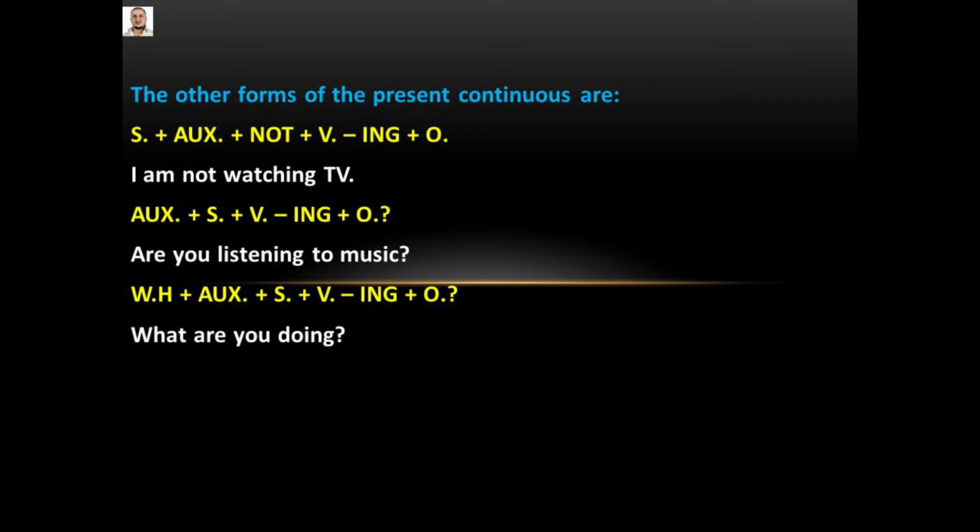The other forms of the present continuous are: subject, auxiliary, not, verb, ing form, object. This is the negative form. For example, I'm not watching TV. We also have the yes/no questions: auxiliary, subject, verb, ing form, object. Are you listening to music?